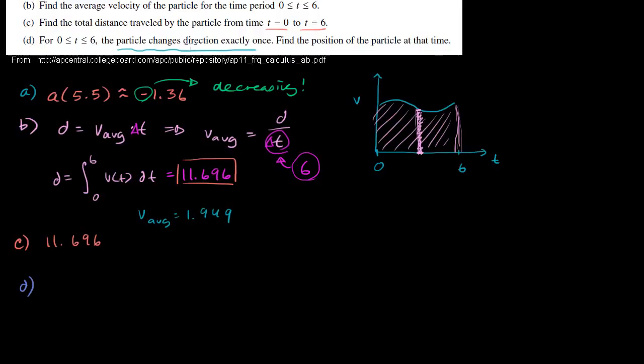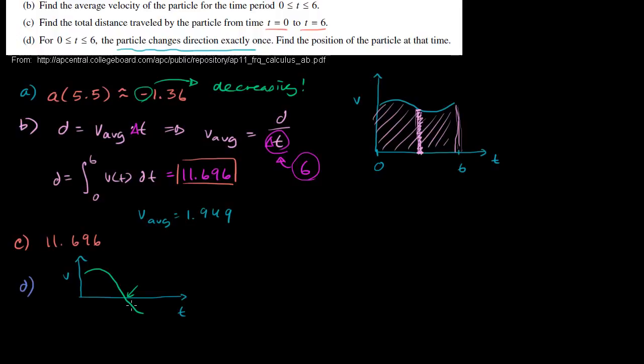If the particle changes direction, that means the velocity is going from either a positive velocity to a negative velocity, or a negative velocity to a positive velocity. It's switching direction. Let me draw it. This is our time axis, and this is our velocity axis. It must be a point in time. If our velocity function looks like something like that, then this would be a point in time when we're switching direction.